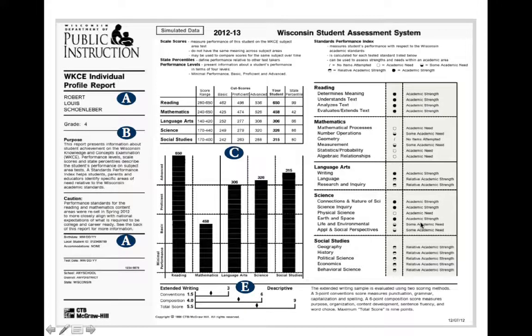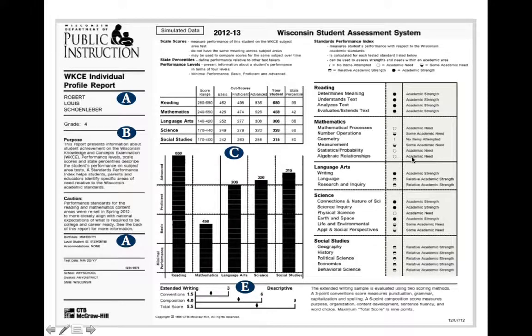They do have, like the previous example we were looking at, this idea of academic need, some academic need, relative academic strength and academic strength. And if you ever look at Consumer Reports, they use kind of the same thing to look at their cars, and they break it down into four things: the hollow zero, the bottom half, the top half, and then the full thing. So if you're looking at this student, obviously reading is an academic strength.